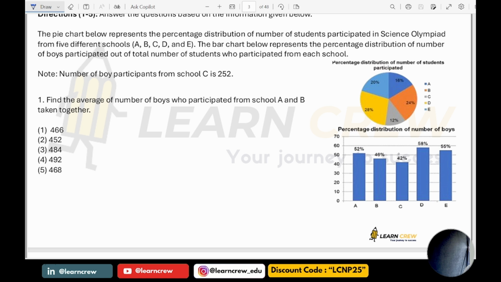If 42% is 252, then 100% would be how much? C total would be 600. C total would be 600. Now please see, C is actually this one, right? 12% is 600. This value is 600. If this value is 600, then please see here.